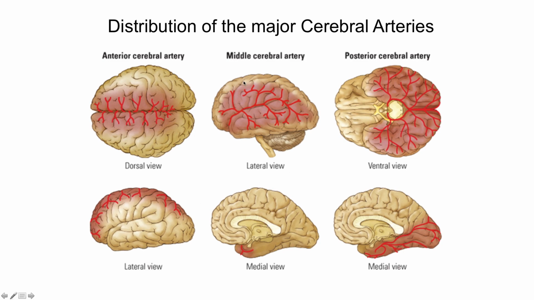Then we have the MCA, or the middle cerebral artery. This provides blood to the lateral parts of the brain, so towards the side of the brain. And the posterior cerebral artery, or the PCA, supplies the ventral and posterior parts of the brain. Ventral is the bottom, remember, ventral view, we saw that in the previous lecture, and the posterior is the back of the brain.